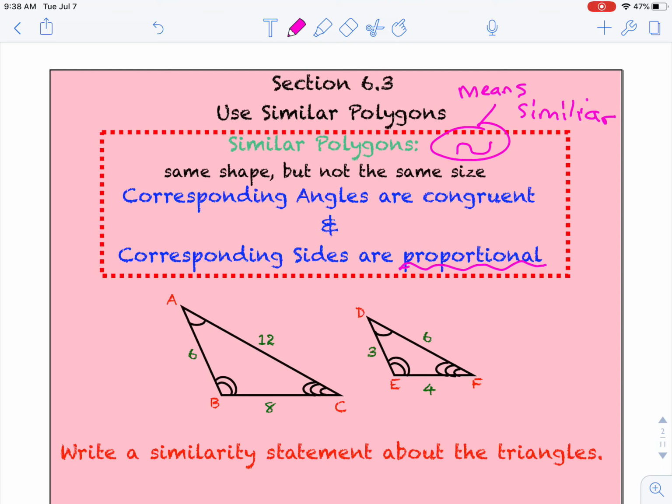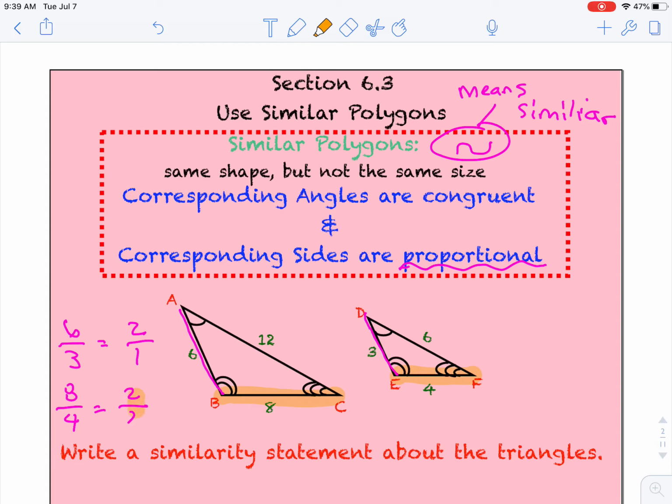So the first example says write a similarity statement about the triangles. First of all, we can see that all the angles are marked congruent. Now, if we look at the corresponding sides, this side right here is between the 1 and 2 tick mark angles, and so is this one. That ratio of sides is 6:3, which reduces to 2:1. Now let's look at another side, between the 2 and 3 tick mark angles. That ratio of sides is 8:4, which is also 2:1.